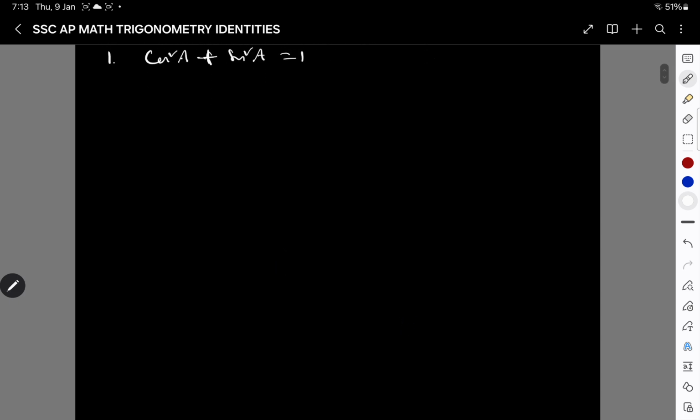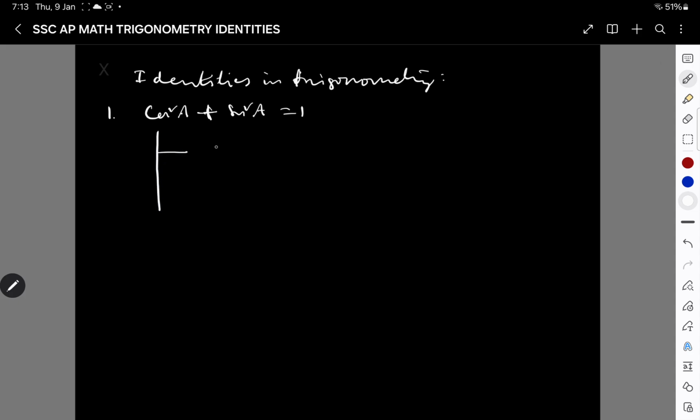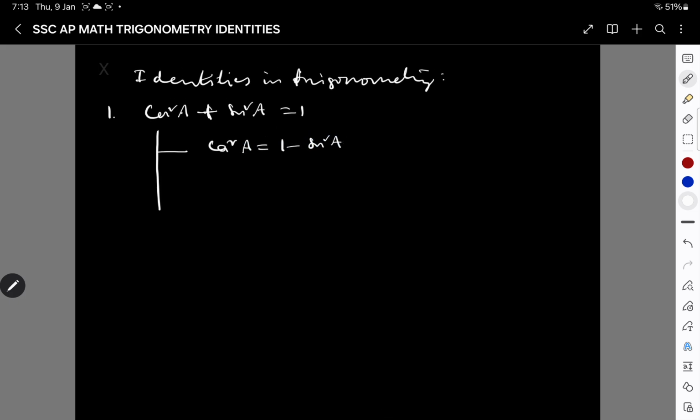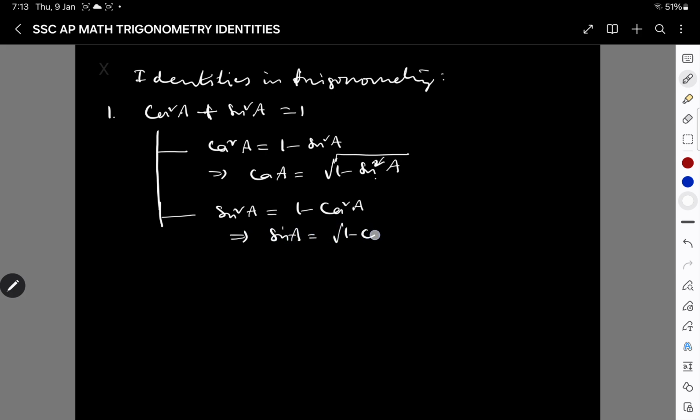This is applied in different ways. The first one is, I can write cos square A is equal to 1 minus sin square A. This implies cos A is equal to square root of 1 minus sin square A. So given sin A, I can find cos A. Similarly, you can write sin square A is equal to 1 minus cos square A, and therefore sin A is equal to square root of 1 minus cos square A. So given sin, you can find cos, given cos, you can find sin. These are very important applications.